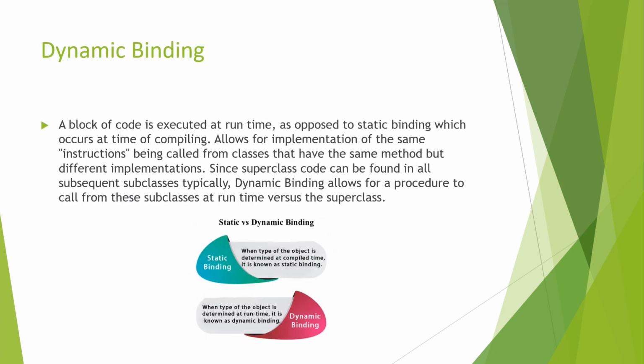Dynamic binding. A block of code is executed at runtime, as opposed to static binding which occurs at time of compiling. It allows for implementation of the same instructions being called from classes that have the same method but different implementations. Since superclass code can be found in all subsequent subclasses, typically, dynamic binding allows for a procedure to call from these subclasses at runtime versus the superclass.